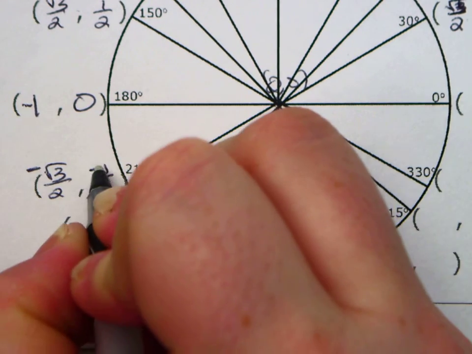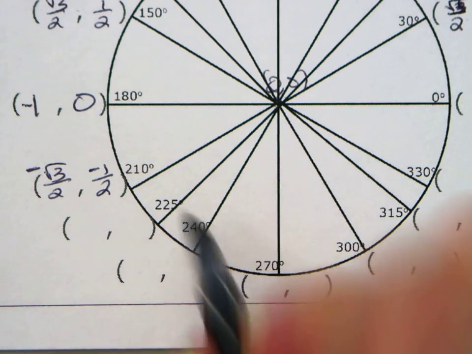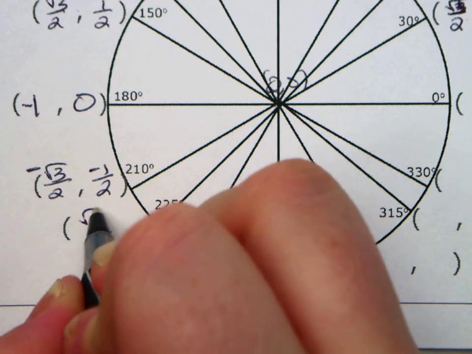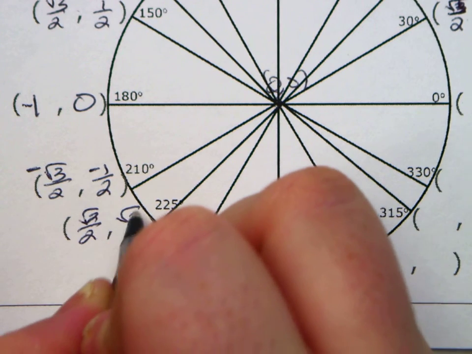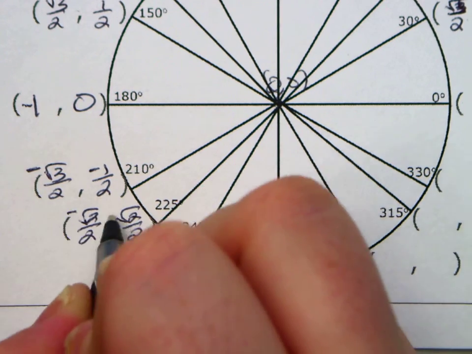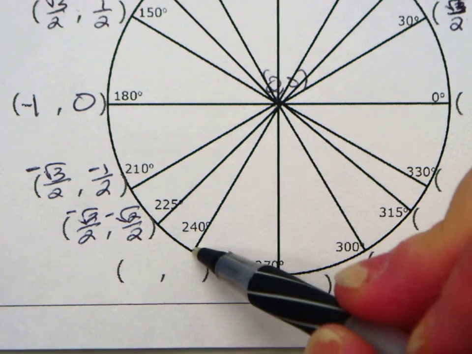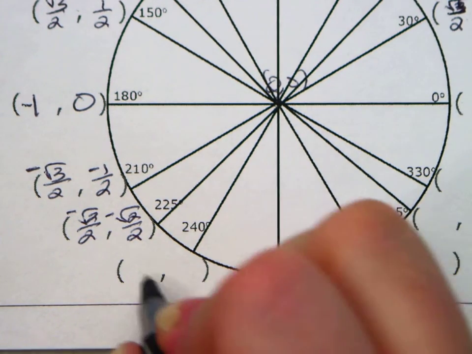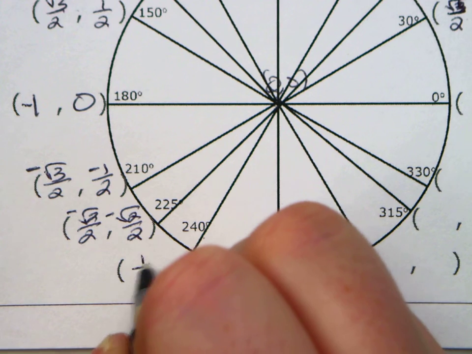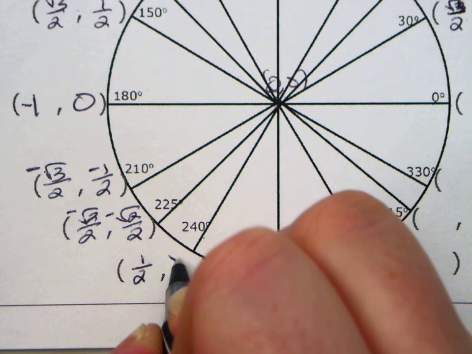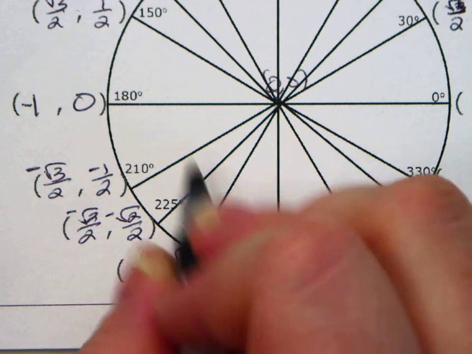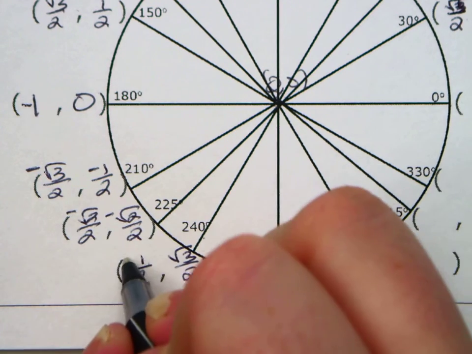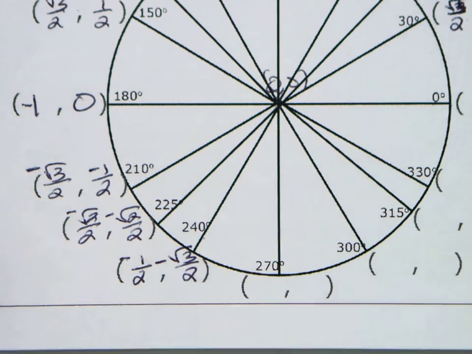Make everything negative. 225 is your radical 2 over 2. It's 45. Radical 2 over 2. Again, make everything negative. 240 is the same as 60. Cosine of 60 is 1/2. Sine of 60 is radical 3 over 2. Everything is negative in this quadrant. Negative, negative. Okay.